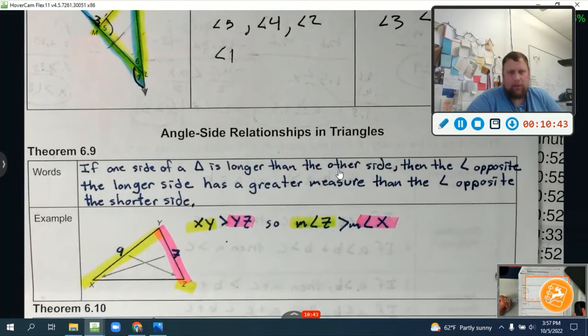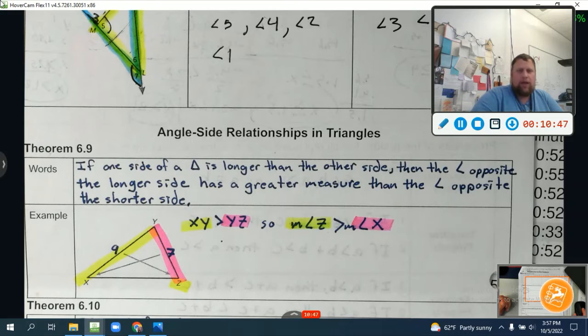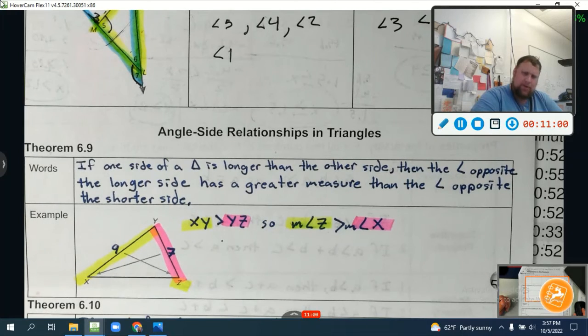Here's theorem 6.9. If one side of a triangle is longer than the other side, then the angle opposite the longer side has a greater measure than the angle opposite the shorter side. Write that down, so pause me now, and then I'm going to explain this picture. Ready, set, go. Okay, now I'm going to explain this picture.